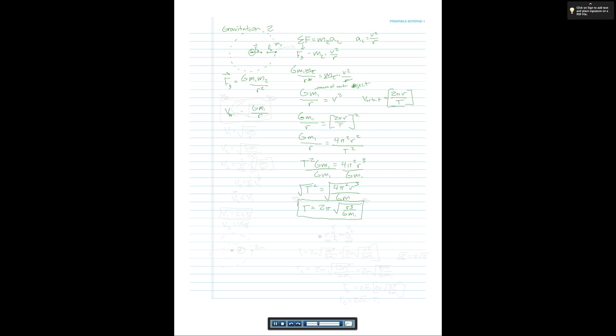planet, as long as you know the mass of the central object, the gravitational constant for your universe, and you know the distance between the two. So these are two very useful equations.